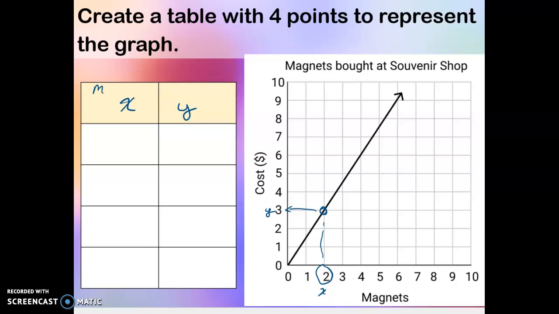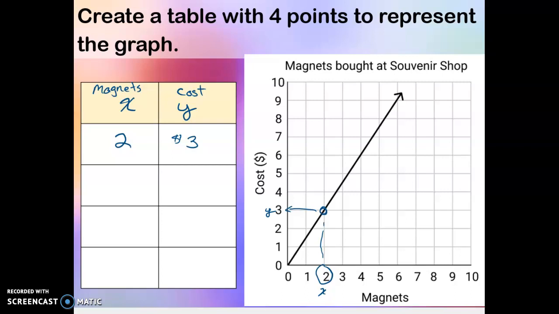The x is also magnets, and the y is the cost. So 2 magnets cost $3. So we need to know other points on here.